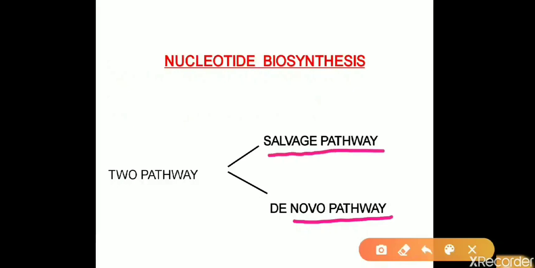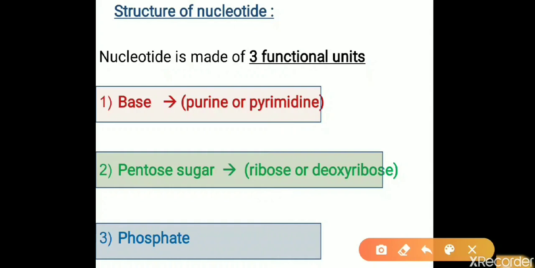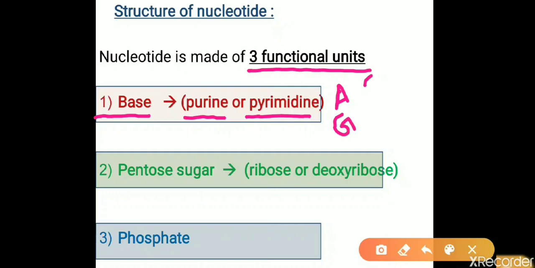Before going to the discussion of the salvage pathway, I will tell you something related to the structure of a purine nucleotide. The nucleotide structure has three functional units. The first component is a base, a nitrogenous base. The base can be either a purine base or a pyrimidine base. Purine bases are adenine and guanine, and pyrimidine bases are cytosine, uracil and thymine.